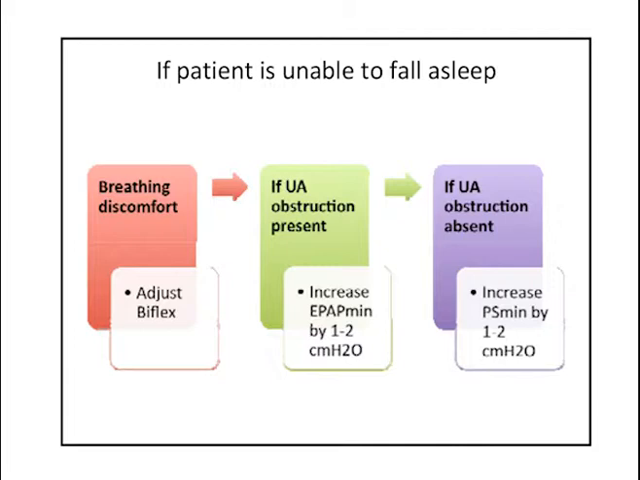If there's no upper airway obstruction and they're unable to sleep, make it more comfortable. Increase the pressure support minimum. In fact, what I would recommend to all of you is get one of the servo, try it on, and play with the settings. You will see which settings are more comfortable for you, and you can use that for your patients. Keep it comfortable.